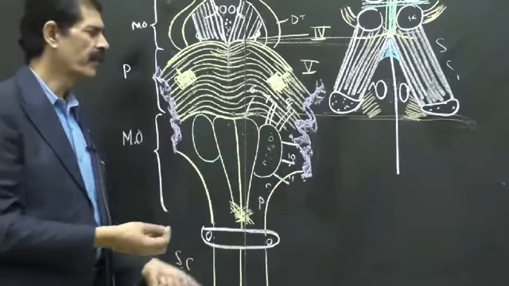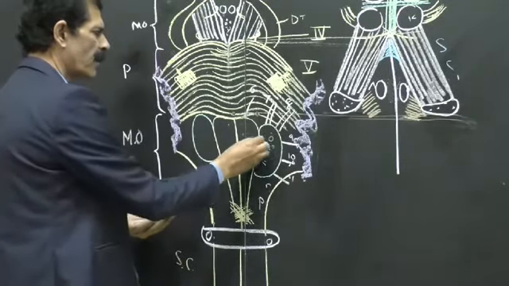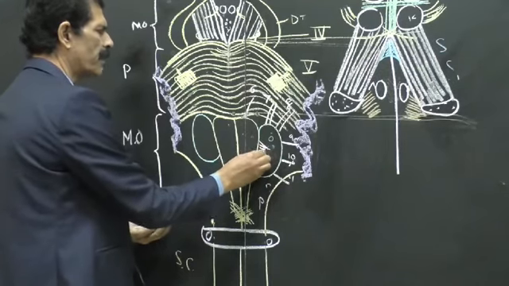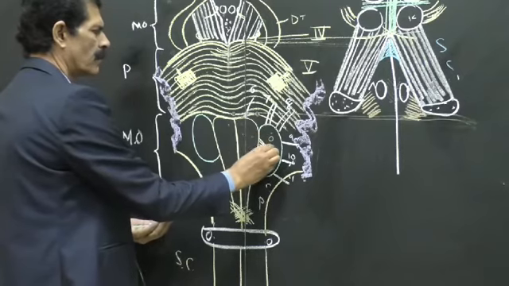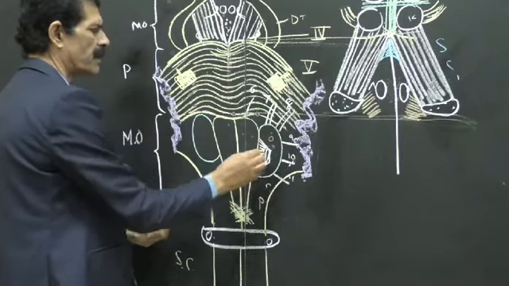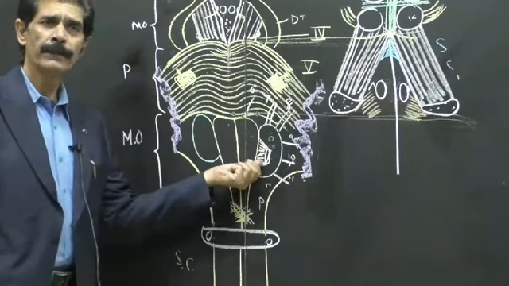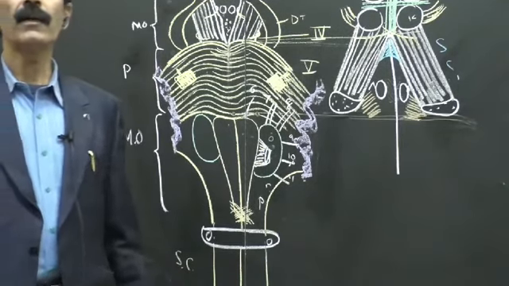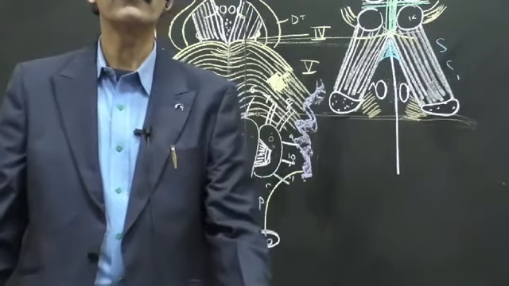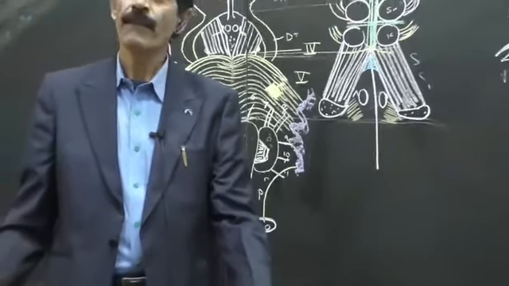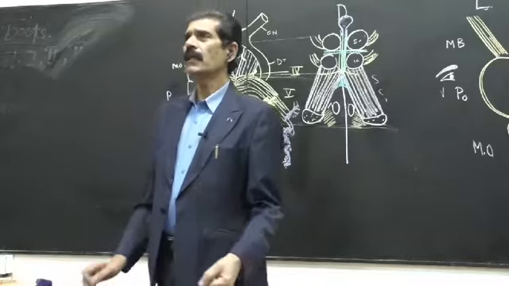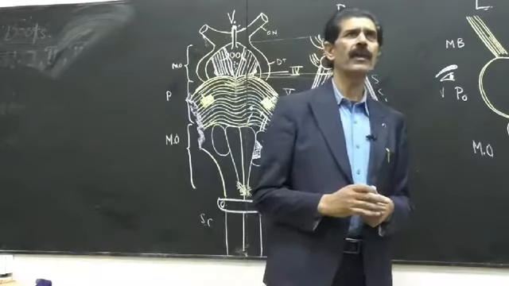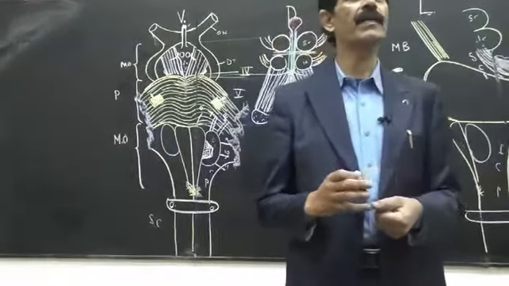Then between the pyramid and olive, the last cranial nerve with multiple roots comes. Thickest nerve. After the trigeminal, this is another thickest nerve. This is the hypoglossal, because it has to supply all extrinsic and intrinsic muscles of the tongue except palatoglossus. So while doing the transverse section of the brainstem, you should have thorough knowledge of the brain as well as the head and neck.